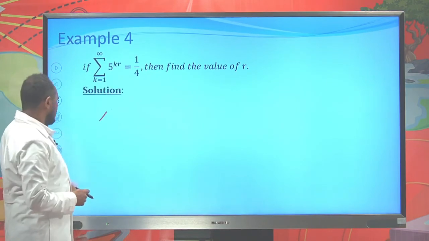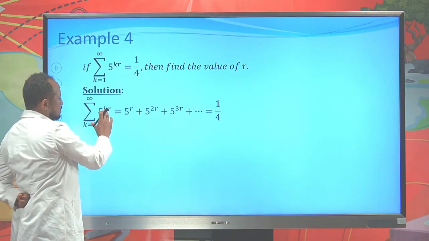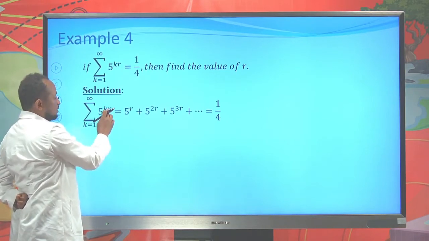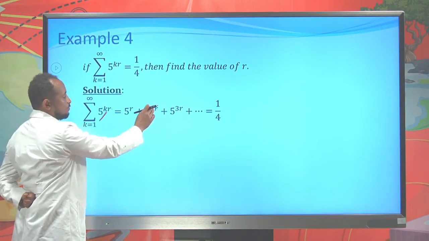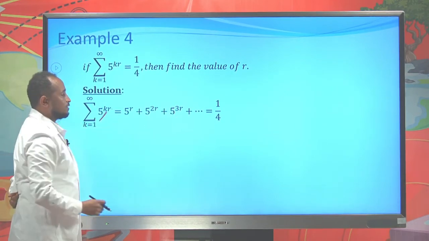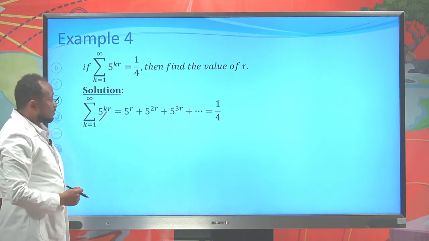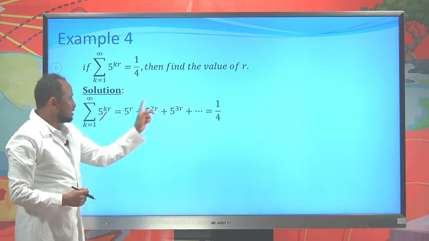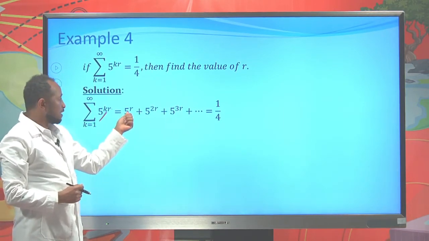So from this, look at this one. The summation means when you put 1, it is 5 to the power of r. When you put 2 in place of k, 5 to the power of 2r, plus 5 to the power of 3r, plus, it goes on. And the result is given to be 1/4. So from this you can see that it is a geometric series with the first term 5 to the power of r.